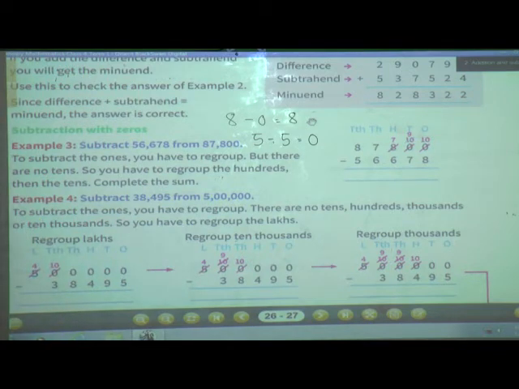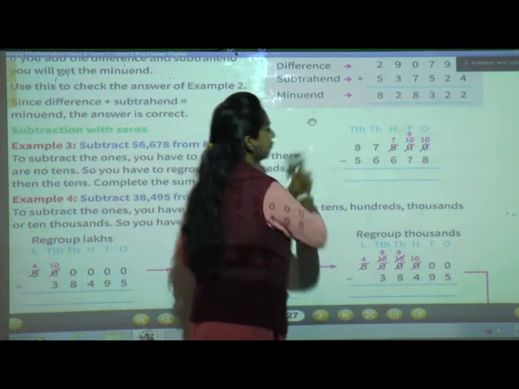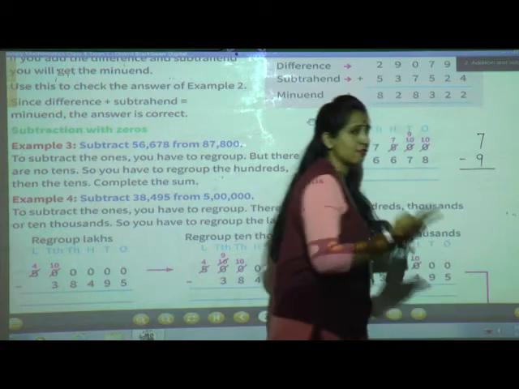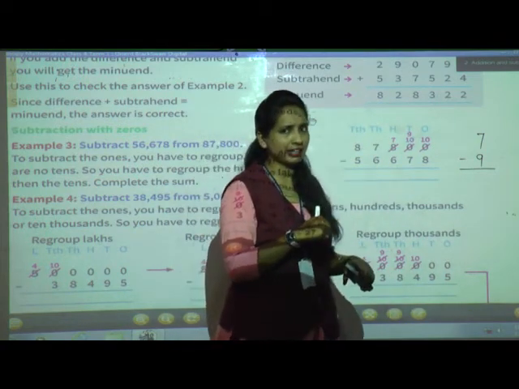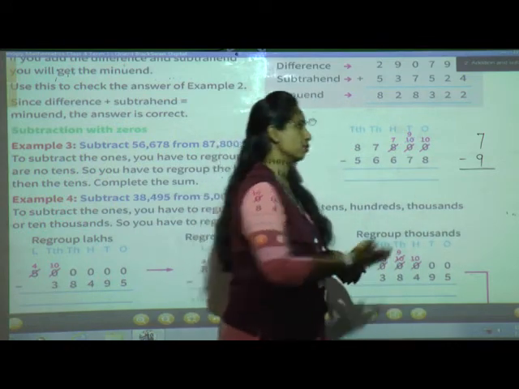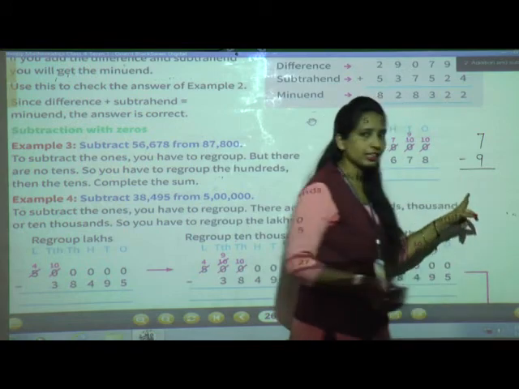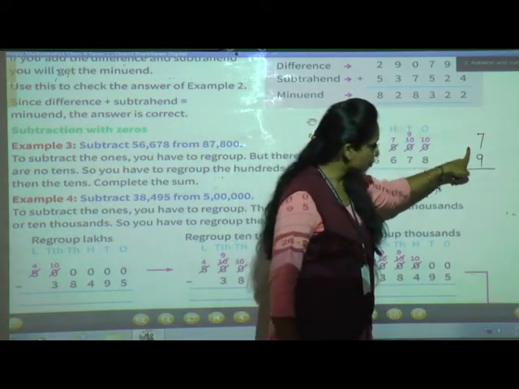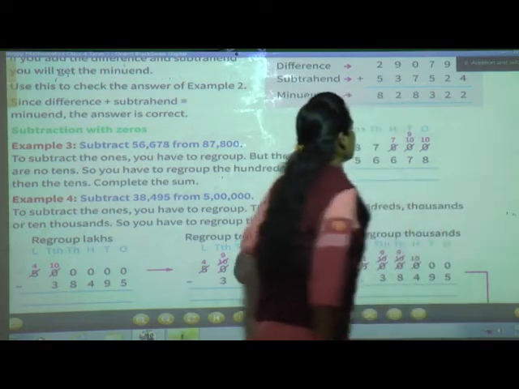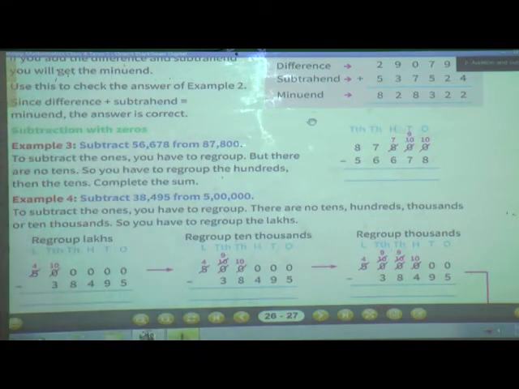One more last thing I would like to tell you. We cannot subtract a bigger number from a smaller number. For example, 7 minus 9. From 7 fingers, can we subtract 9 fingers? No. We would need to borrow from a neighbor, but you don't have a neighbor. So here what I want to tell you is that we cannot subtract a greater number from a smaller number. Understood?